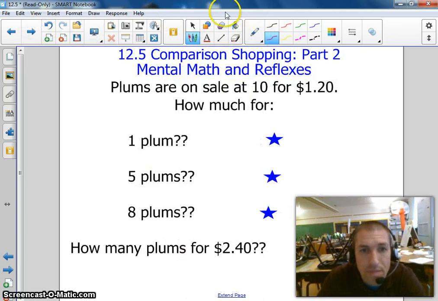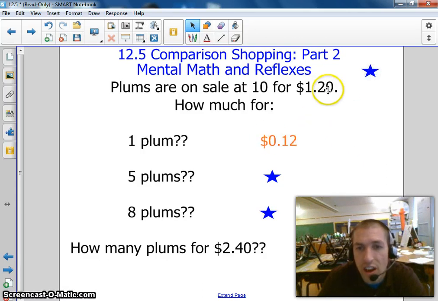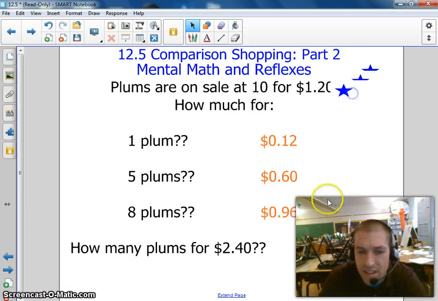So moving forward. Okay. Plums are 10 for $1.20. How much for 1 plum? This is a good example of our unit problem. Hopefully you make up a rate table and you're able to figure it out. If you got 10 for $1.20, one of them would be 12 cents. $1.20 divided by 10 would give you 12 cents. Once you have that, 12 times 5 would give you 60. 12 times 8 would give you 96.